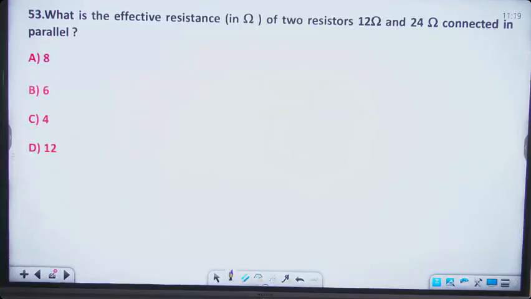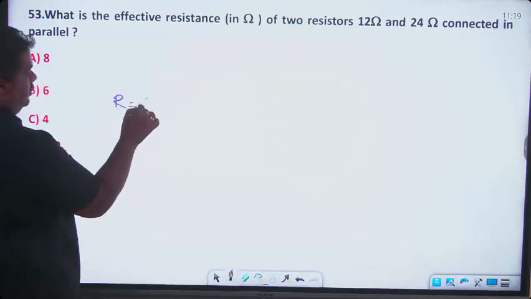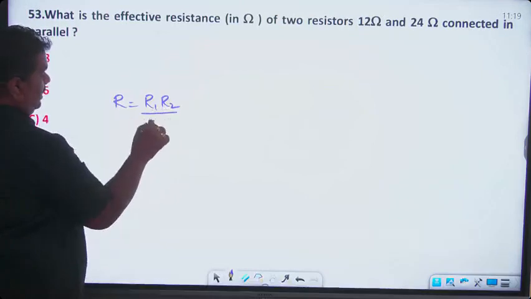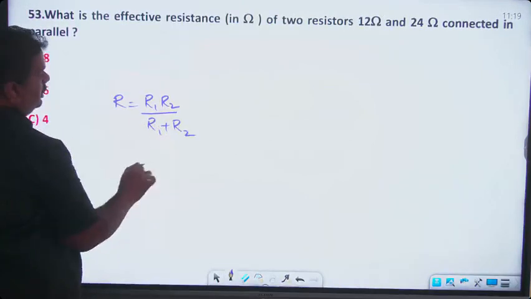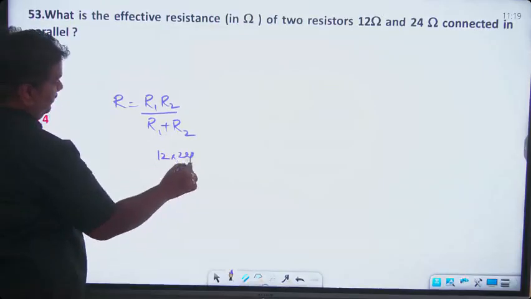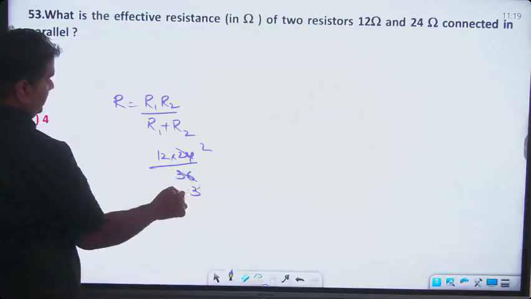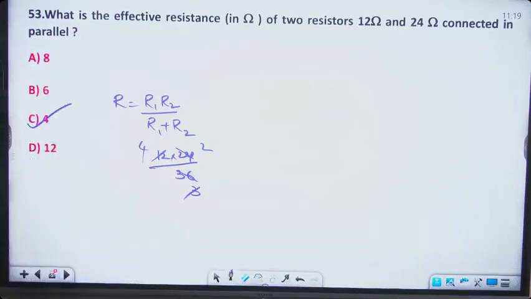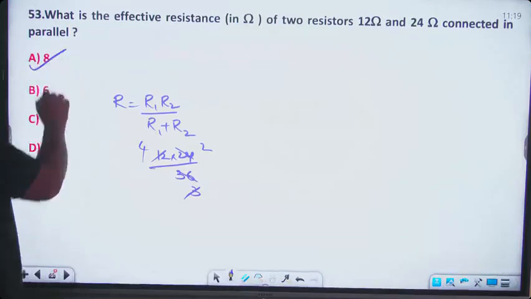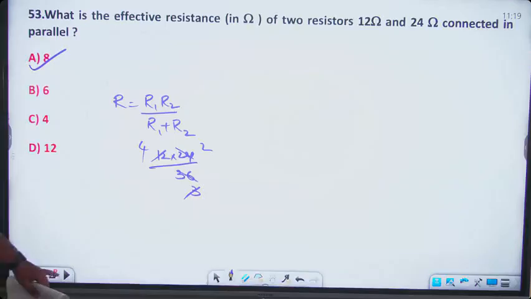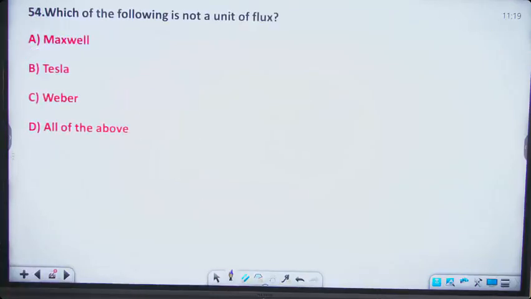What is the effective resistance of two resistors whenever you are connecting them in parallel? R equal to R1 R2 by R1 plus R2. So that will be 12 into 24 by 36. So 12 twos are 24, 12 threes are 36, and here in this case that will be 8 ohms. Which of the following is not a unit of flux? Right, Maxwell.